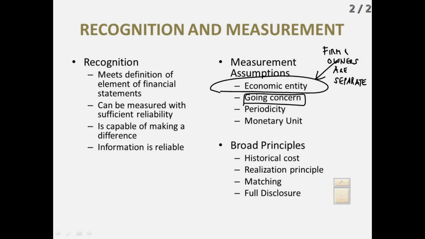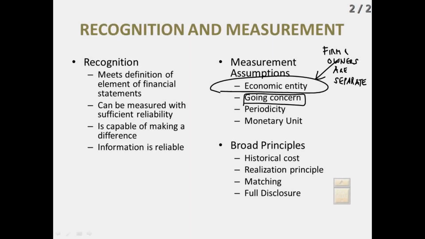Okay, so we don't like the idea that prices should be fluctuating, so we think it's not relevant to give people information that's all over the place. Okay, what else? I put a box around it. That's a hint. What do you think going concern means? Going concern means the way we treat a company is as if it is going to continue into the foreseeable future.